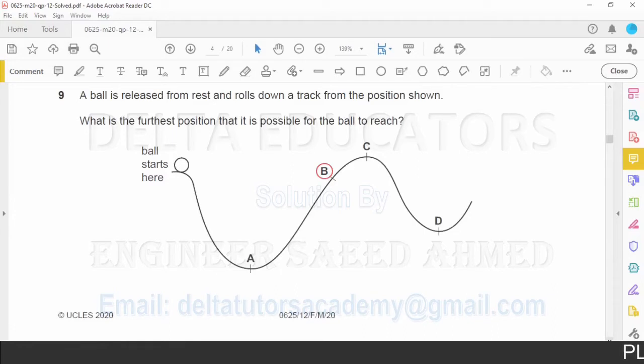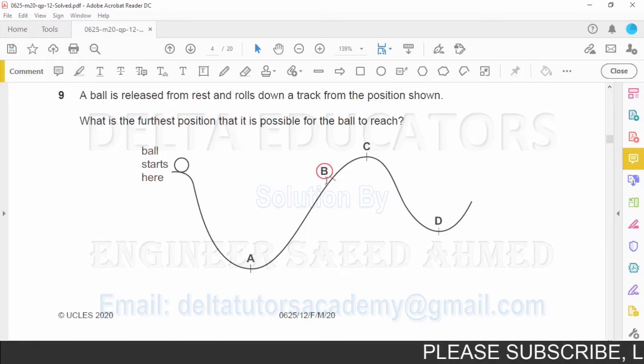Question number 9. A ball is released from rest and rolls down a track from the position shown. What is the furthest position that it is possible for the ball to reach? Here the ball is dropped. When the ball is dropped, the ball is coming towards the point A. Its gravitational potential energy is converting to kinetic energy. When the ball moves up, its kinetic energy will be converted to gravitational potential energy.